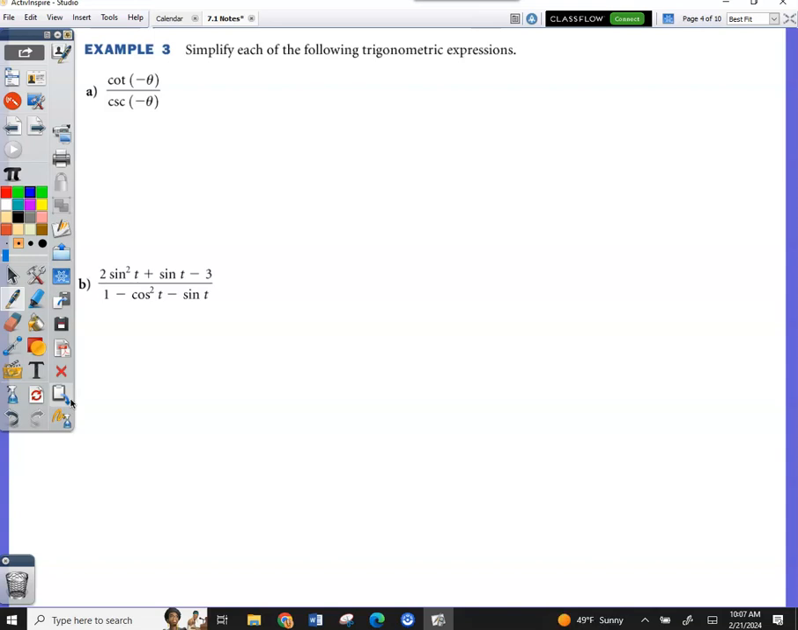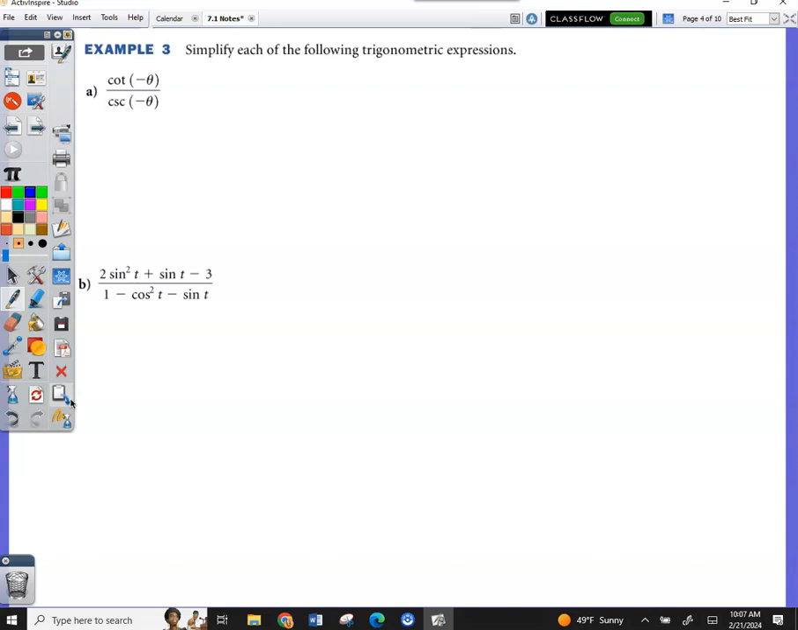So when you first look at this, you've got cotangent of a negative theta. You've got cosecant of a negative theta. I don't really want to work with the negative theta. I don't want to worry about it yet. I want to get the cotangent and the cosecant simplified. I know cotangent is a fraction. I know cosecant is a fraction. So I definitely have a fraction in a fraction, which keep, change, flip works.